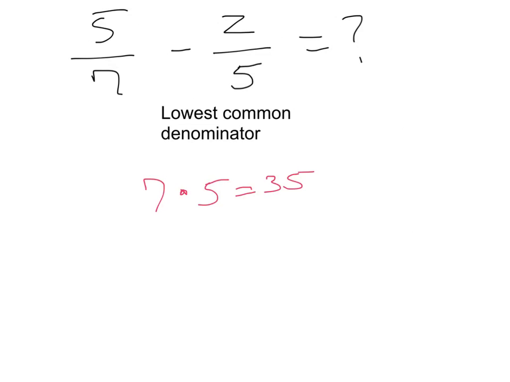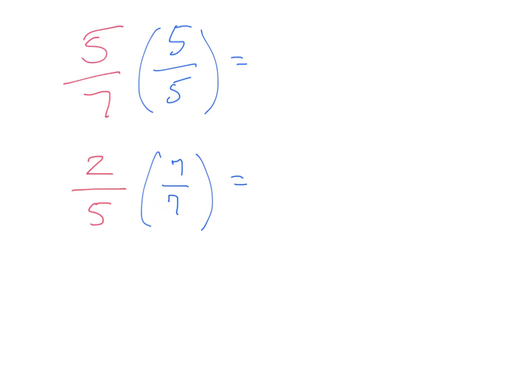So in this case, 35 is our lowest common denominator, and we need to turn these two fractions into terms of a single number over 35. So I have 5 over 7, and I'm going to multiply it by 1, which in this case I'm going to turn into 5 over 5. That's going to give me 25 over 35. And the same thing with the second fraction, except I'm going to multiply it by 7 over 7, which is, once again, 1. And that's going to give me 14 over 35.